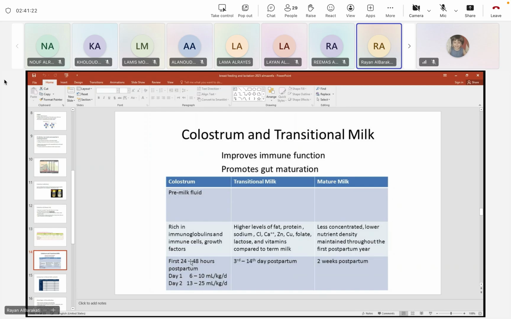So the production in the first 24 to 48 hours of colostrum, you will have 6 to 10 ml per kg per day. Second day, it almost doubles. It doubles to 13 to 25 or more. And on the third to 14th day, we will have transition milk. And by 2 weeks postpartum, we will have the full milk.